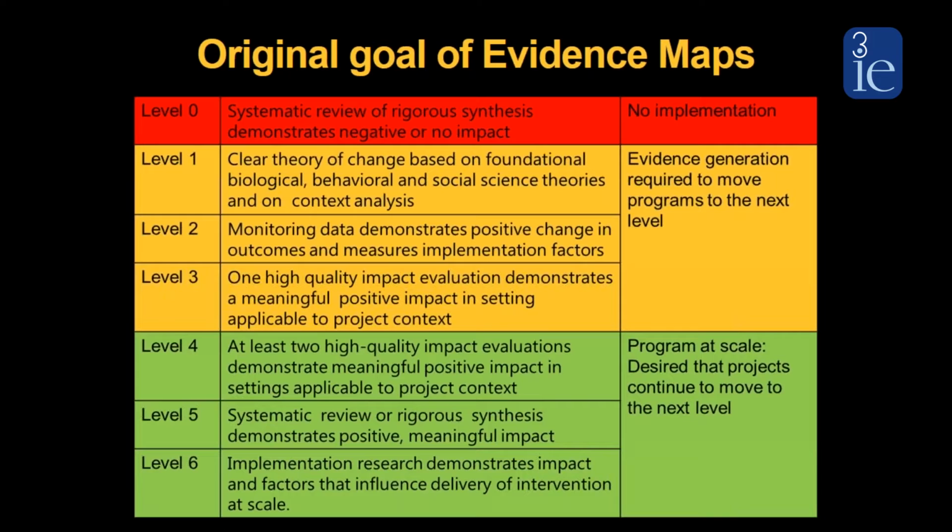And interventions rated 0, we'd stop doing, and 1 through 3, we'd invest in doing more research on them, and then everything 4 and above, we'd just scale up as much as possible. And that would be amazing if it were so simple. But in reality, it's of course more complicated.